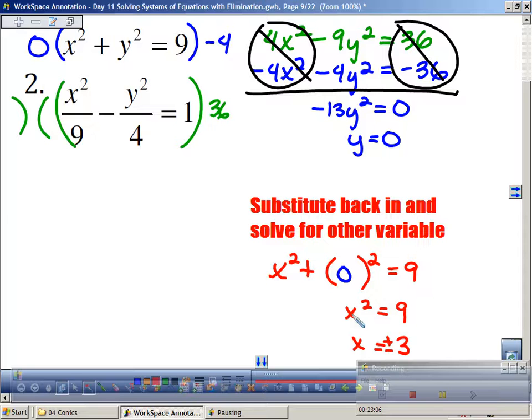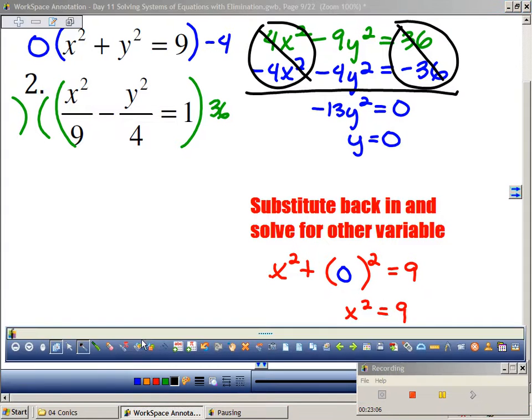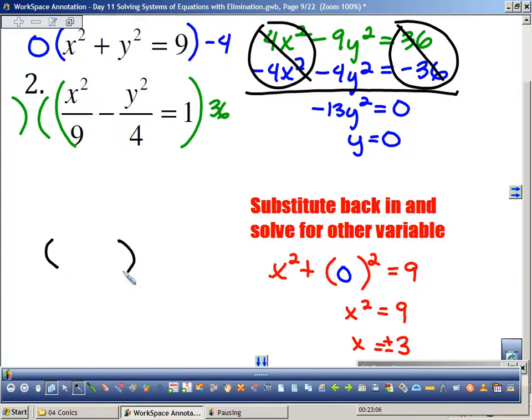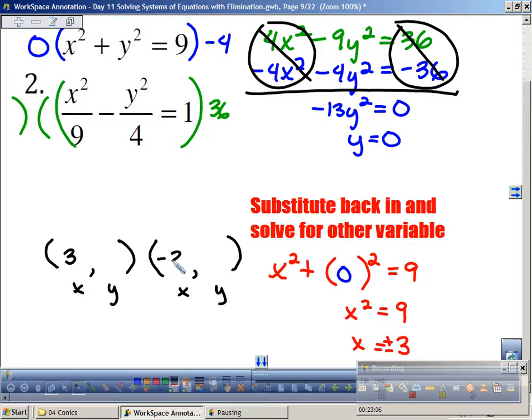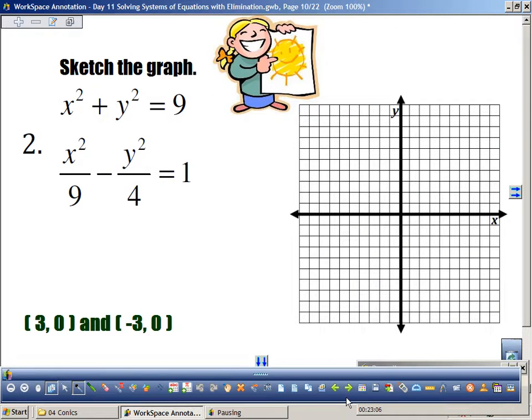Right? X can be 3. This is my x and my y. This is my x and my y. So x can be 3, and x could be negative 3. So what's y when x is 3? And what's y when x is negative 3? Still 0. Let's make sense of that graphically, which is really easy. Really easy. Check this out.